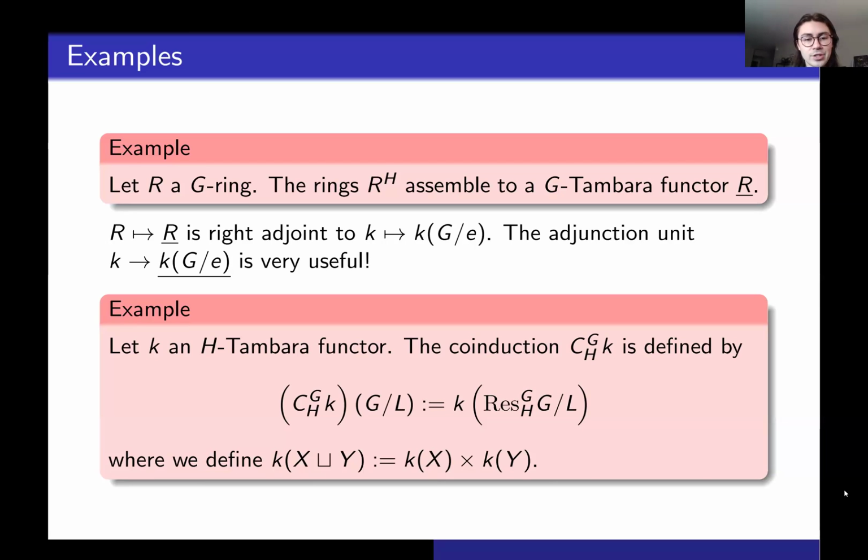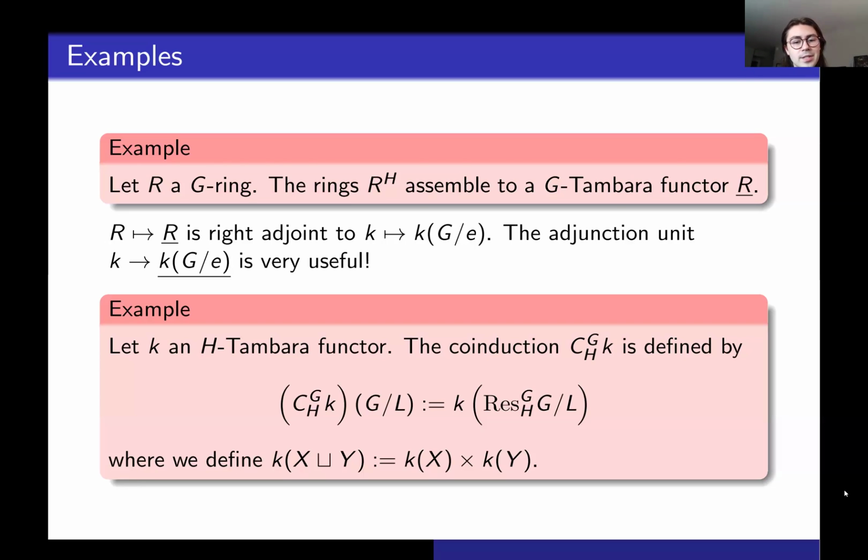If we have an H Tambara functor, for H a subgroup of G, then we can construct out of that a G Tambara functor. On each transitive G set, G mod L, the co-induction from H to G of K is given by evaluating our H Tambara functor on the restriction of G mod L from a G set to an H set. So this is some complicated, weird thing, and it miraculously just constructs a Tambara functor.